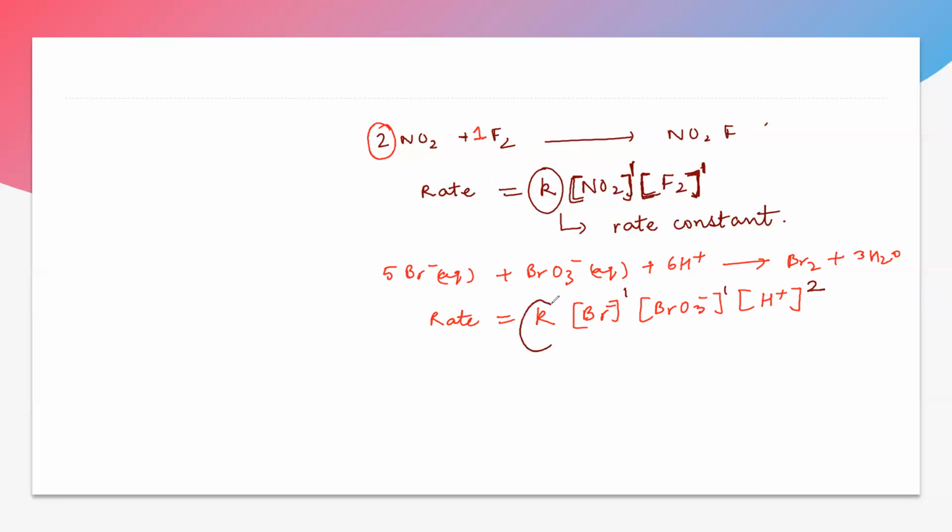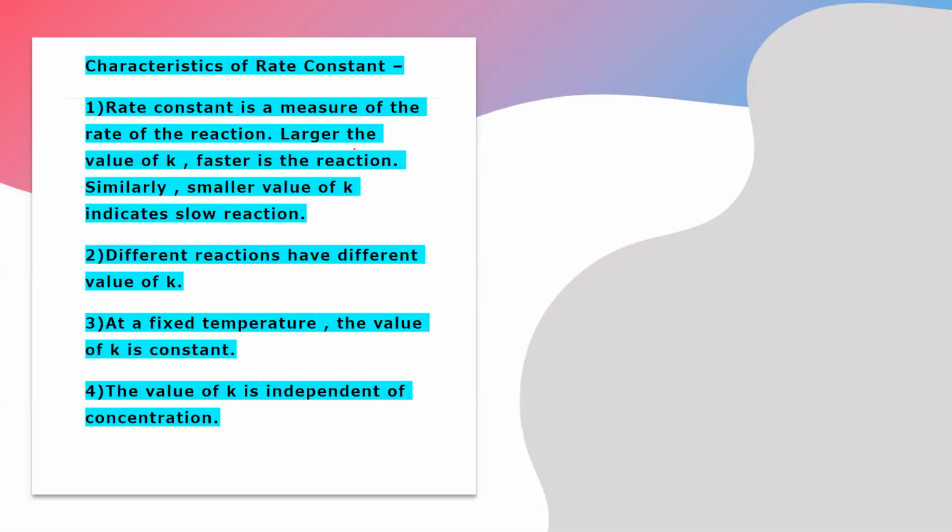Now we will discuss K, which is our rate constant. Now what is K? Let us discuss K now. So rate constant measures the rate of reaction. Larger the value of K, faster is the reaction. Similarly, smaller the value of K, slower will be the reaction. So different reactions have different values of K.